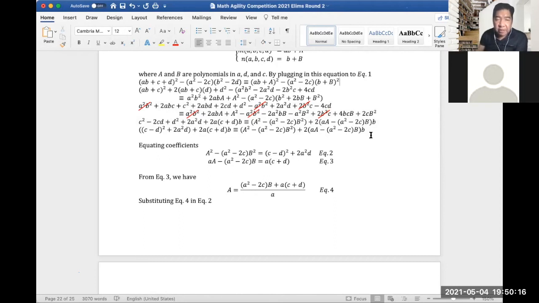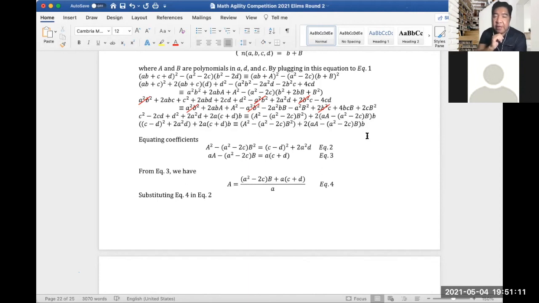c minus d squared, so factoring this part here, and then 2a squared d, and then 2a quantity of c plus d, and then the small b here is equivalent to, so we again rearrange this, a squared minus quantity of a squared minus 2c b squared, and then plus, so the key here is you have to combine all the terms, which is a common factor, to be able to solve this equivalent equation. And then 2 times capital A minus quantity a squared minus 2c times b, and then multiply by smaller b.